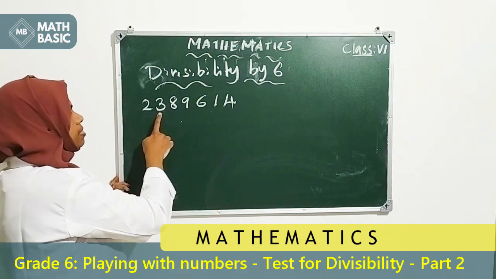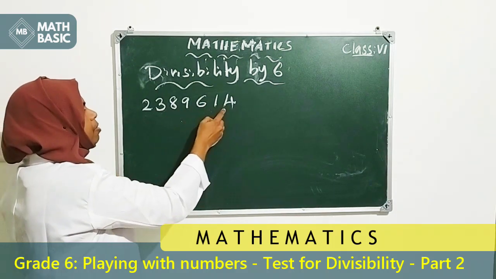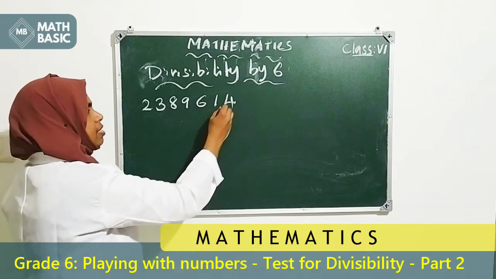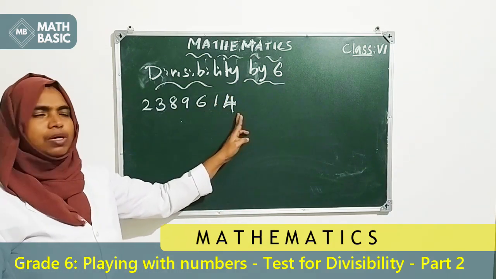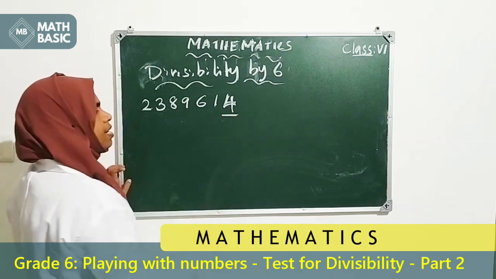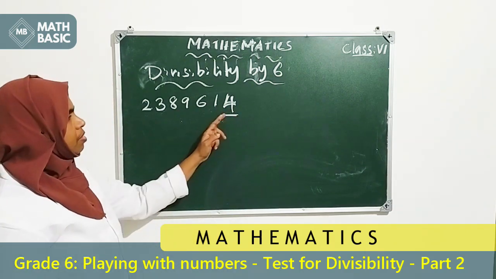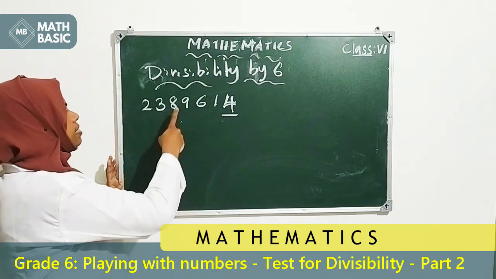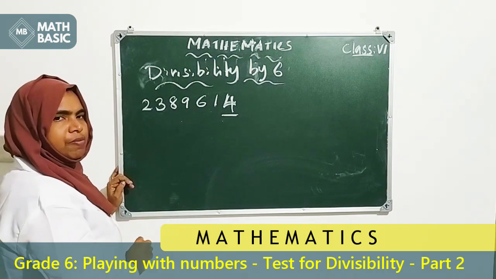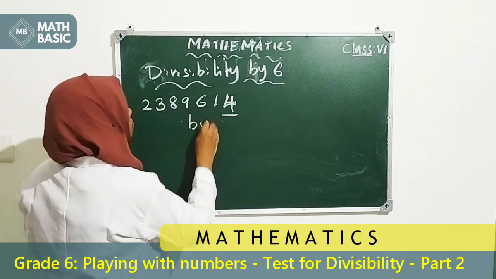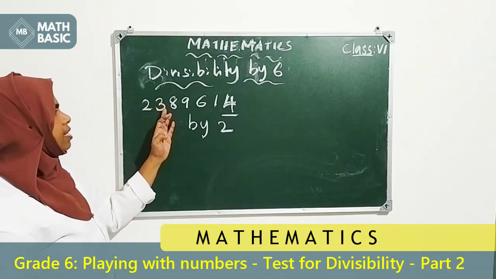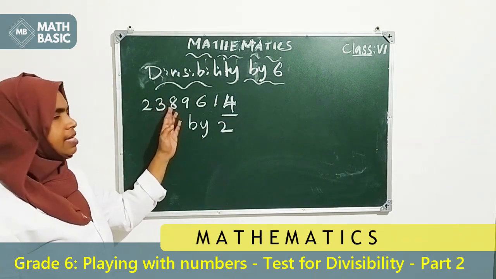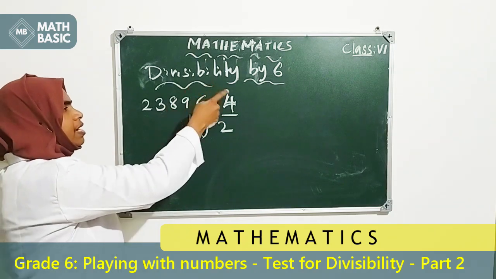Here the number is divisible by 2, because the ones place number is 4. So we can say that the number is divisible by 2. Then next, see this number. Check whether this number is divisible by 3.